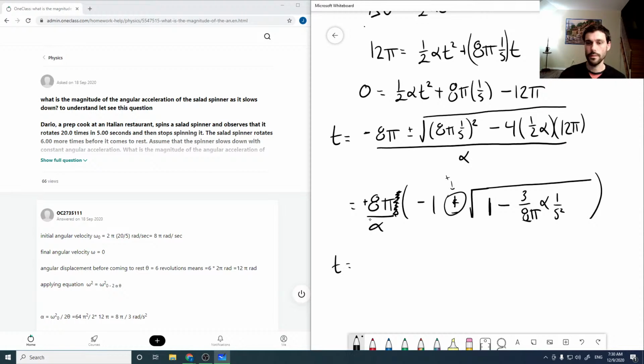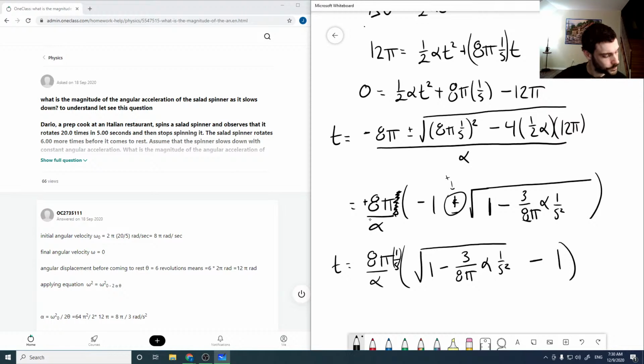So our time is 8 pi over alpha. Oh yeah, this should be per seconds. What am I doing? There we go. Times, and so the 1 over seconds divided by the 1 over seconds squared will give us seconds. So square root of 1 minus 3 over 8 pi alpha per second squared, minus 1. So that's our time. Okay.